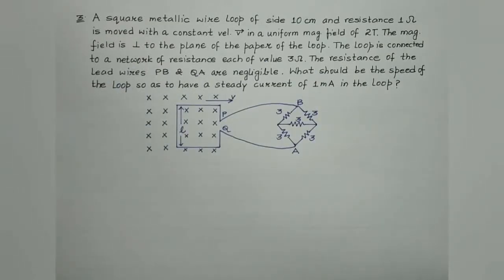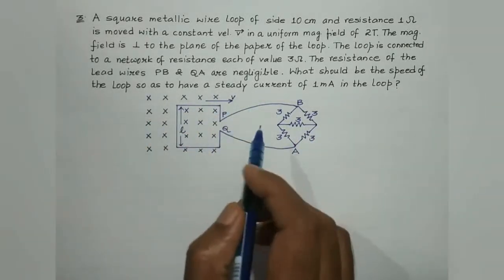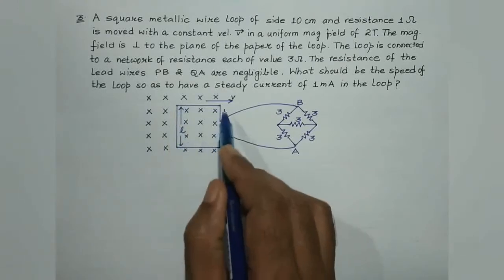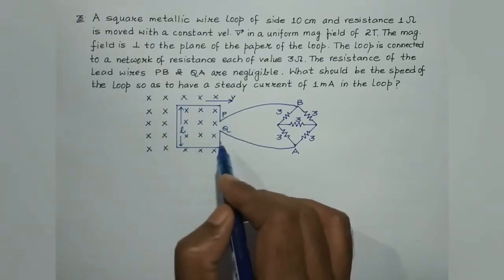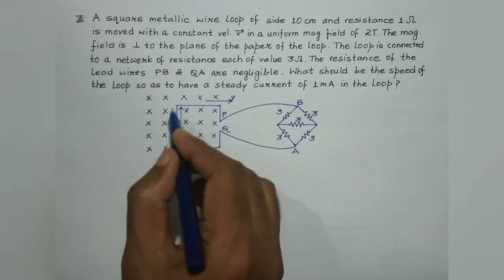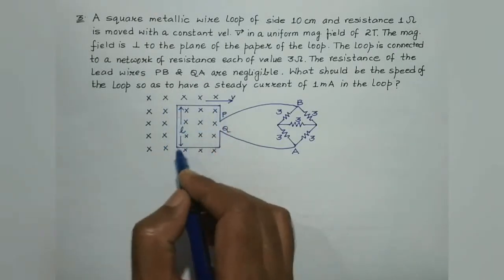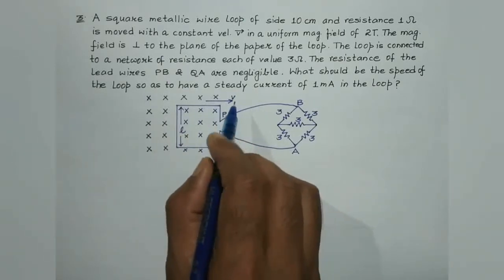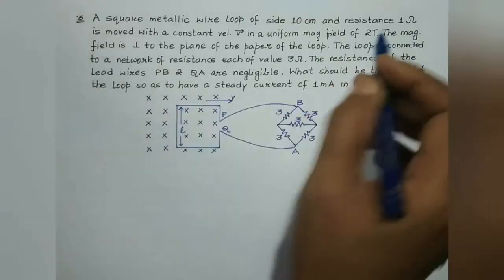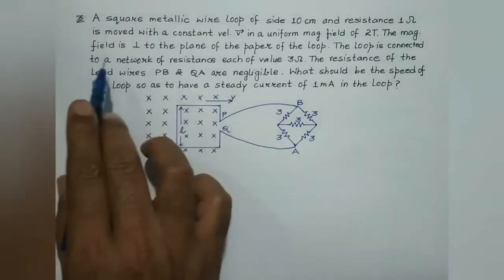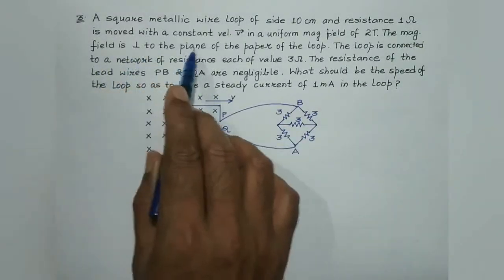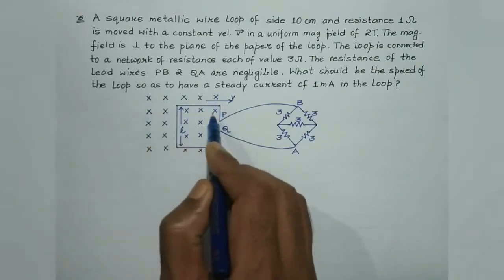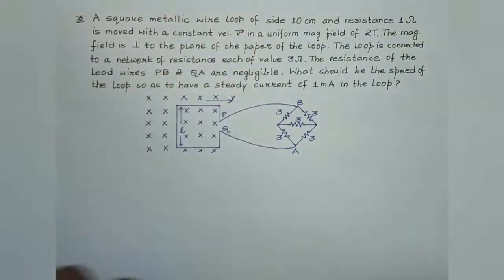Now let's attempt question number 3. It's again a very interesting question. As per the question, this is a square metallic wire loop of side 10 centimeter and it offers a resistance of 1 ohm, and it is moved with a constant velocity under the influence of a perpendicular magnetic field of 2 Tesla. The magnetic field is obviously given to be perpendicular to the plane of the paper of the loop, right? This cross indicates the perpendicular magnetic field directed inwards.